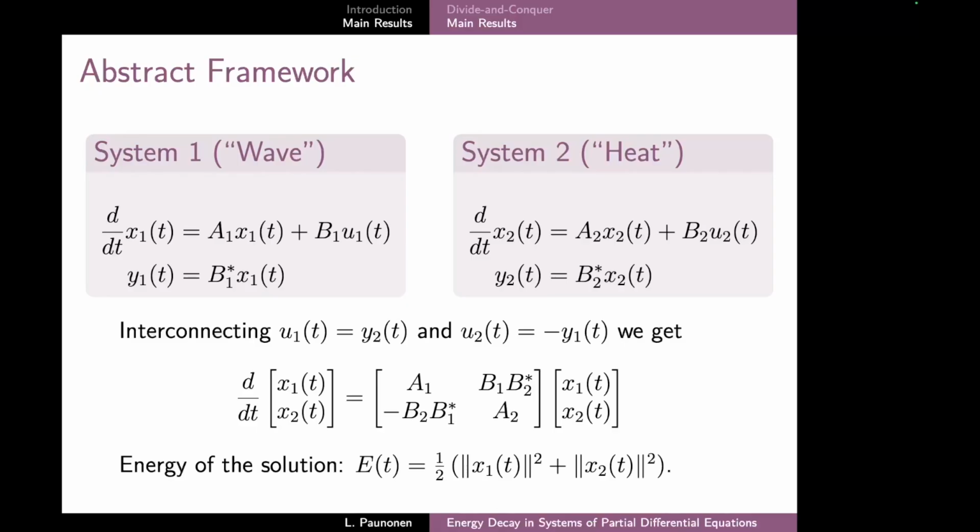So when we take the first part of our coupling, we assign U1 in the first equation to be equal to the output of system 2, which is B2 star x2. And with this we get the first line of our differential equation shown here. And similarly we assign U2 in the second equation to be the output of the first equation, but with a minus sign, to arrive at the second line of the equation shown here.